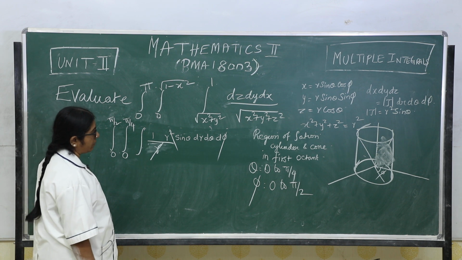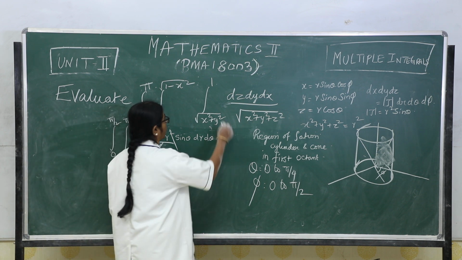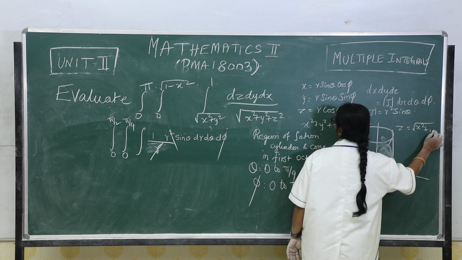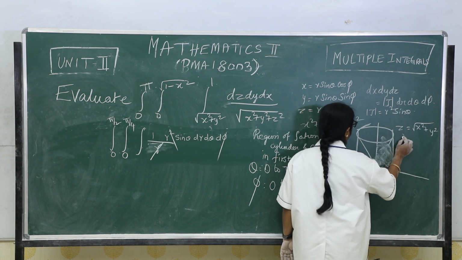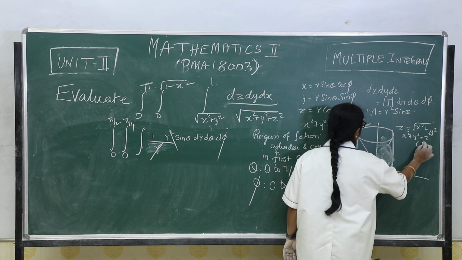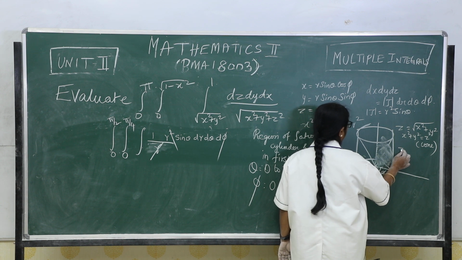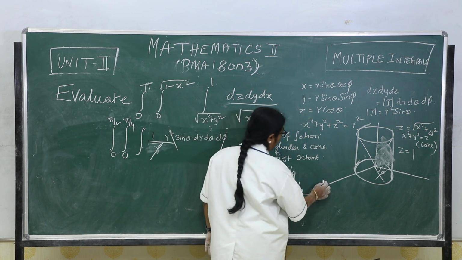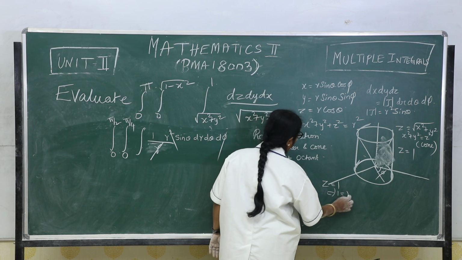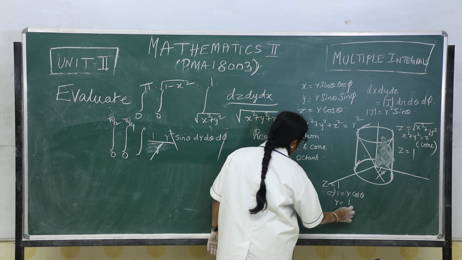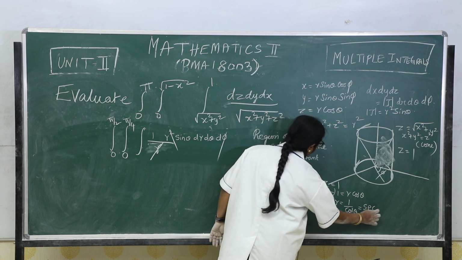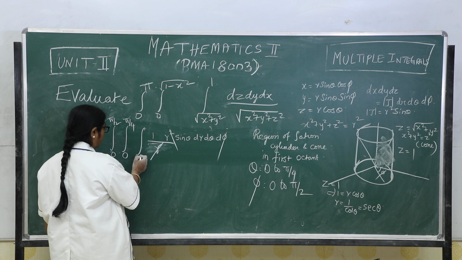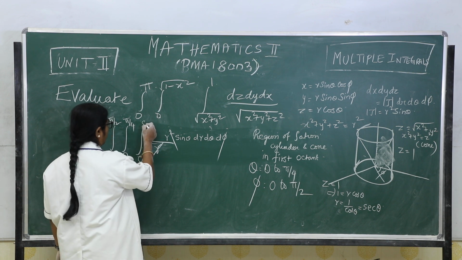What are the limits of r? I know well that z is equal to 1. What is the upper limit of z? z is equal to root of x squared plus y squared, that is x squared plus y squared equal to z squared, which is nothing but a cone equation. And another one, z equal to 1. I can substitute z equal to 1 here: 1 is equal to r cos theta, then r is equal to 1 by cos theta, which is secant theta. And because we are in the first octant, z is 0 and therefore r is also 0. r varies from 0 to secant theta.